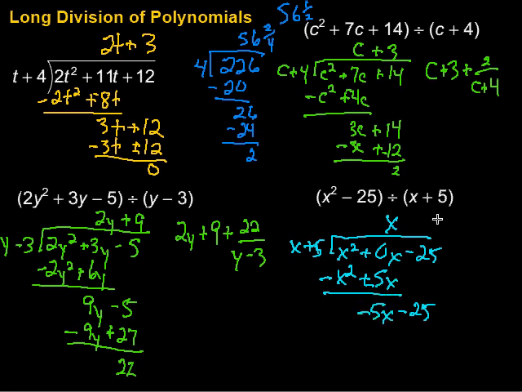Then, what times x gets me minus 5x? Well, that would be minus 5. Okay, so minus 5 times x, minus 5. Minus 5 times positive 5 is minus 25. Then distribute a negative through, so that would be plus, that would be plus. That's going to be 0, that's going to be 0, and off we go. So our solution in this case is just the x minus 5.